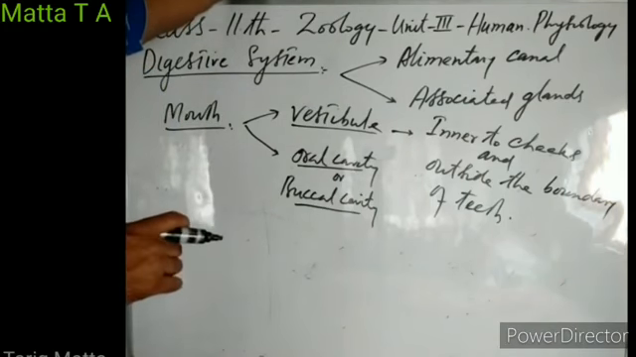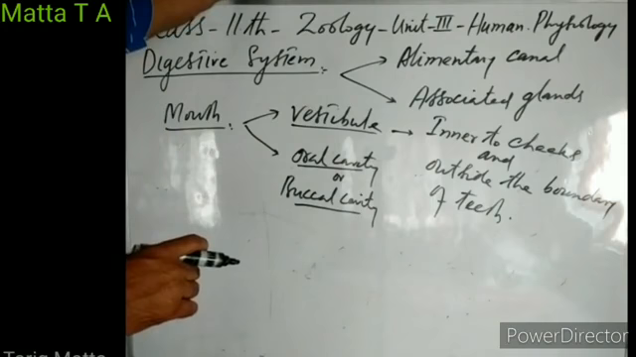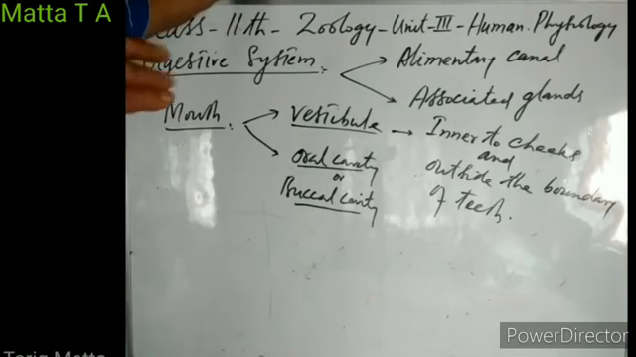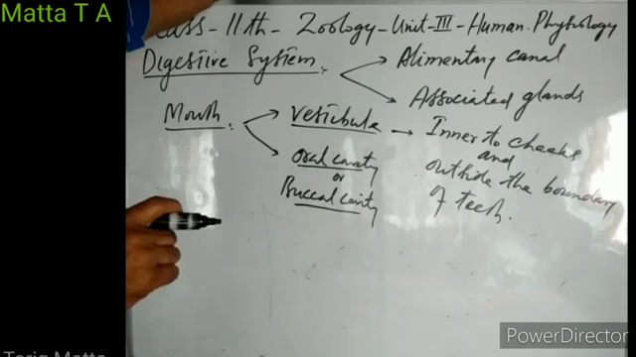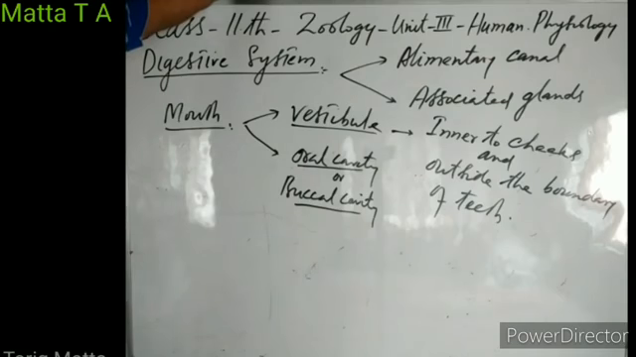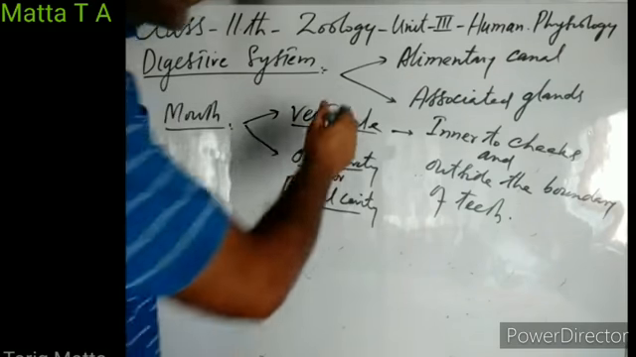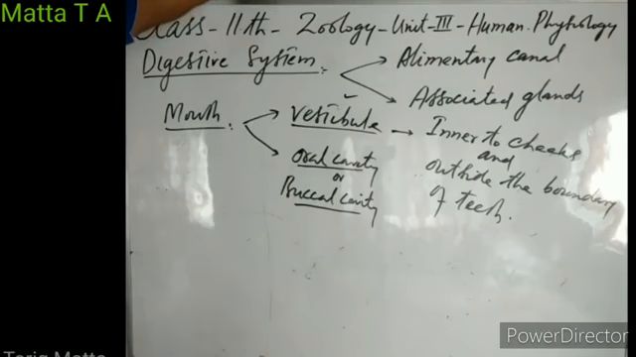So, if we close our mouth, we will put teeth over each other. Then, outside this boundary of teeth and inner to cheeks, there is a cavity. That cavity is known as vestibule. What is the function of this vestibular cavity?